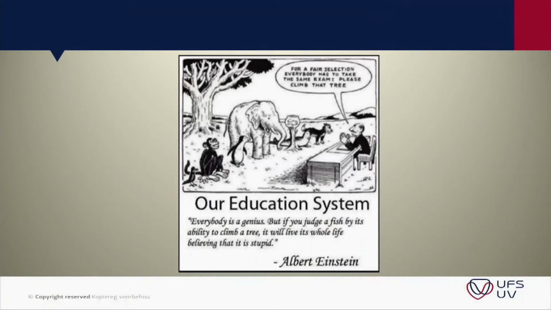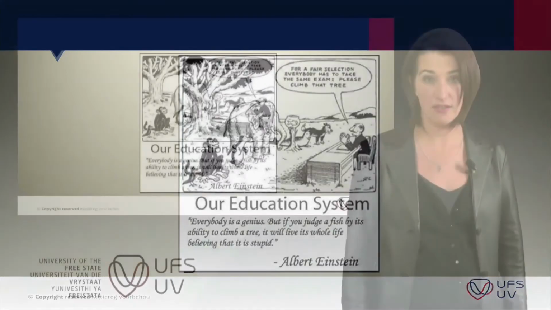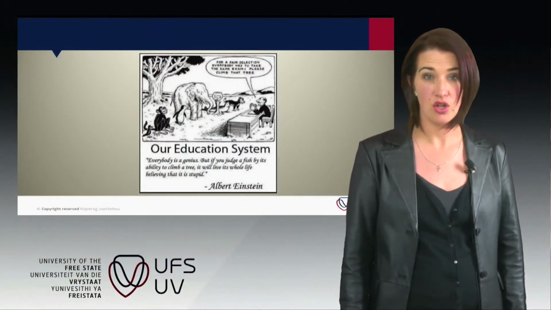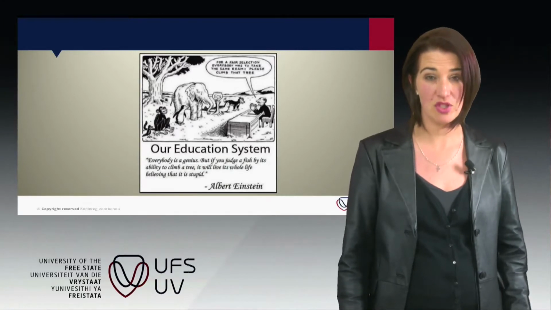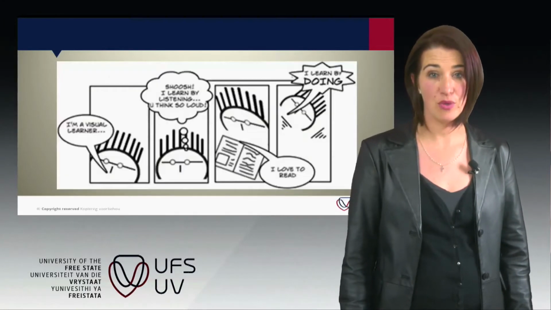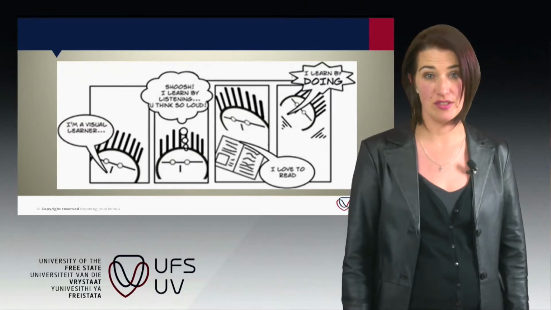Albert Einstein said, "Everybody is a genius, but if you judge a fish by its ability to climb a tree, it will live its whole life believing it is stupid." This means that since we all learn differently, we also need to be assessed differently and fairly. No two learners will have the same strengths. Language assessment needs to be inclusive.